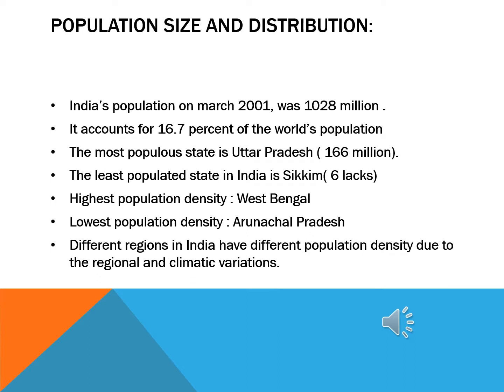The highest population density in India is in West Bengal and the lowest population density is in Arunachal Pradesh. Different regions in India have different population density due to regional as well as climatic variations.